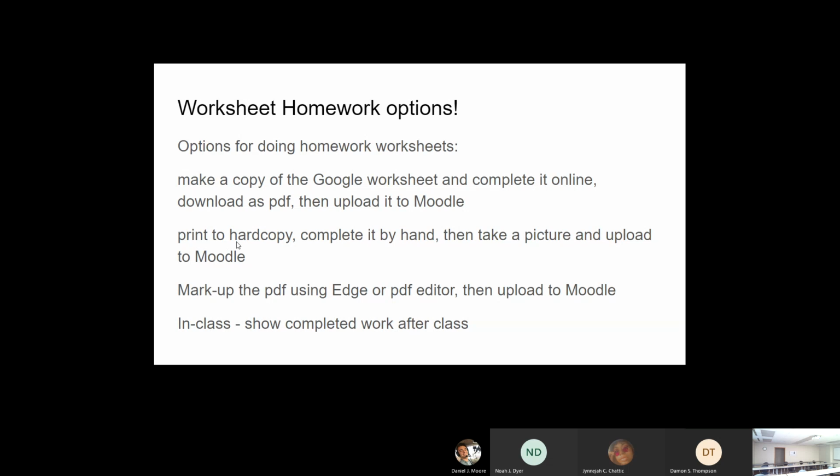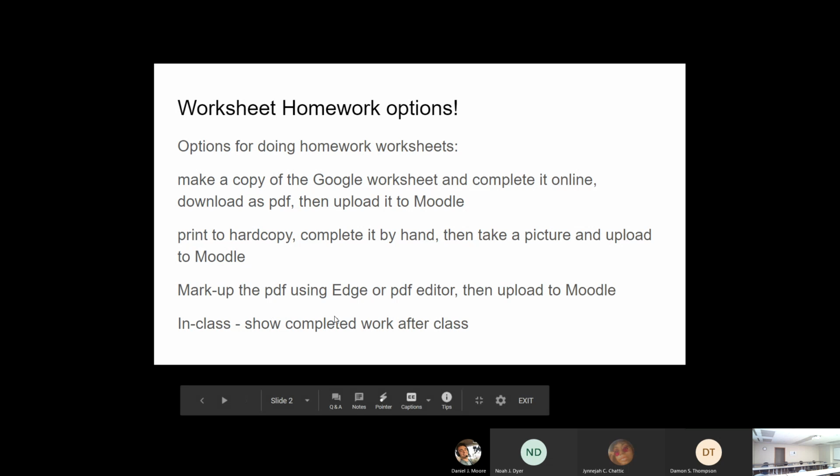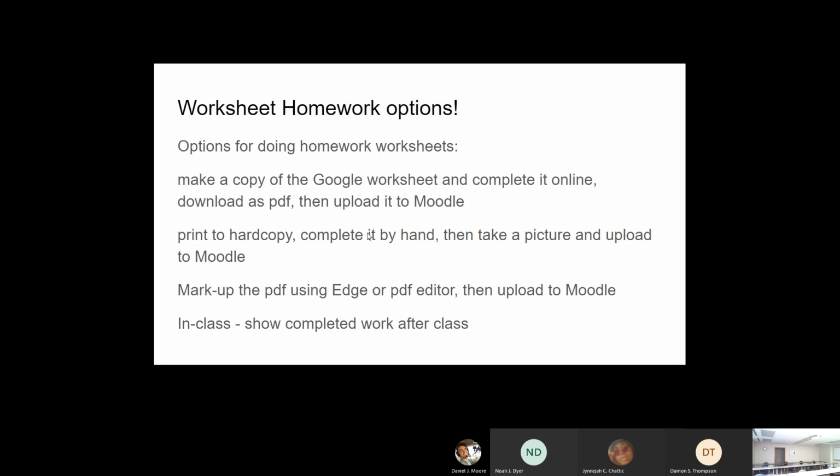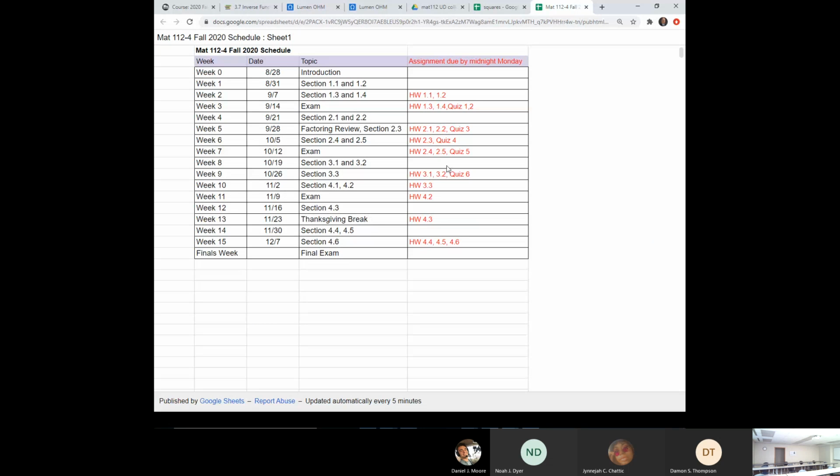If you want to finish the worksheet by hand, just print out a hard copy, complete it by hand, and then just send me a picture up to Moodle. You can always print it to PDF and use Edge or a PDF editor and upload that to Moodle. That's what I'm doing with my little stylus pen here. And if you're here in class, all I need to see is your completed work in class. If you have completed some of those, go ahead and you can go back and upload those to Moodle for credit. Remember, the worksheets are part of homework and are part of your grade. So that's what these are.